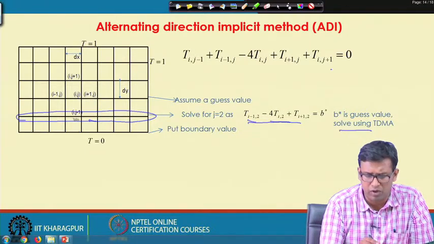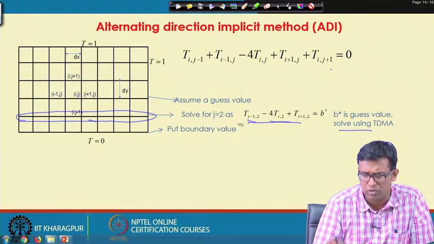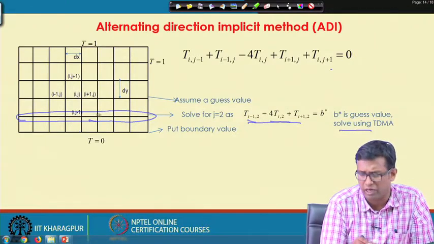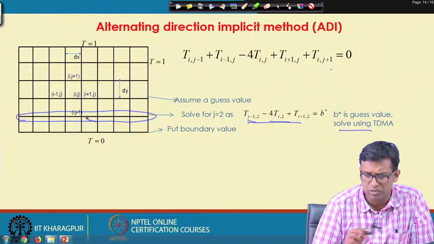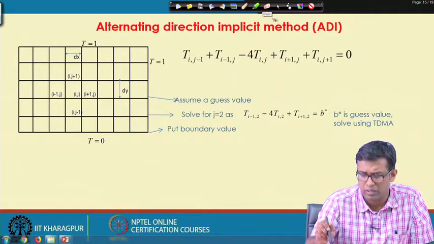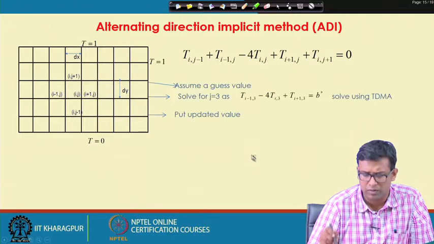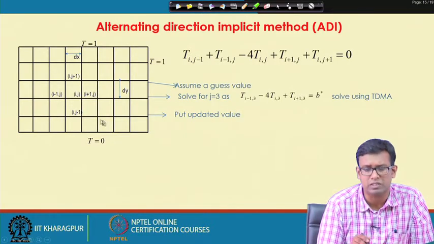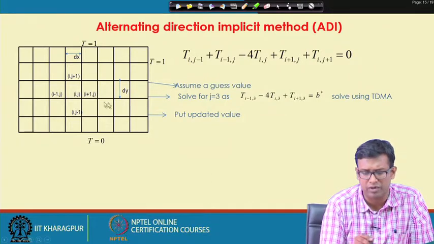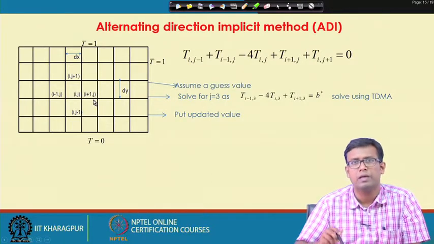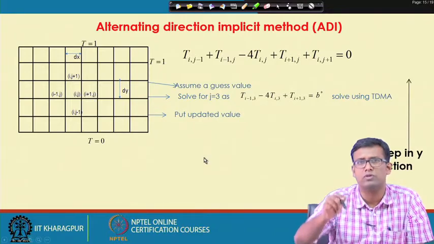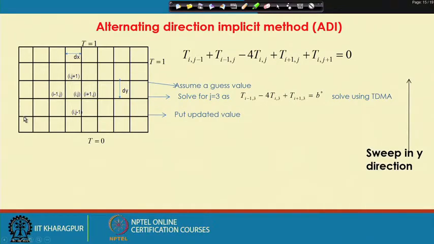And once you have solved for j is equal to 2 all the different i values using this TDMA, then use the updated value, which is the last solved value here, assume a guess value here and solve for j is equal to 3, and so on. You go for a sweep in x direction. That means, once this is done, you use the solved value here as the updated value for j is equal to 4 and use the guess value here and relax this particular line. You sweep in y direction.